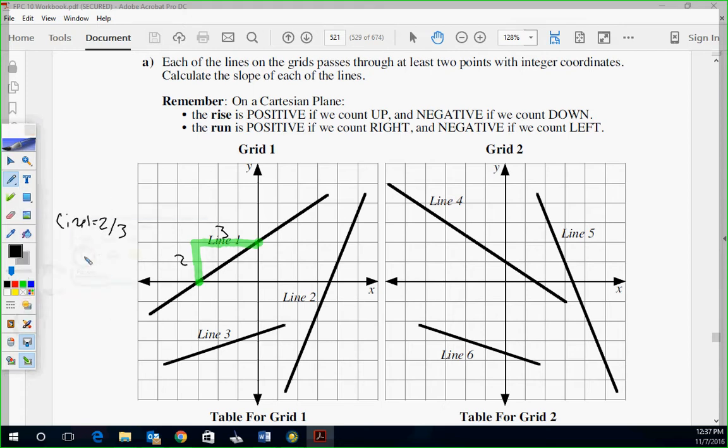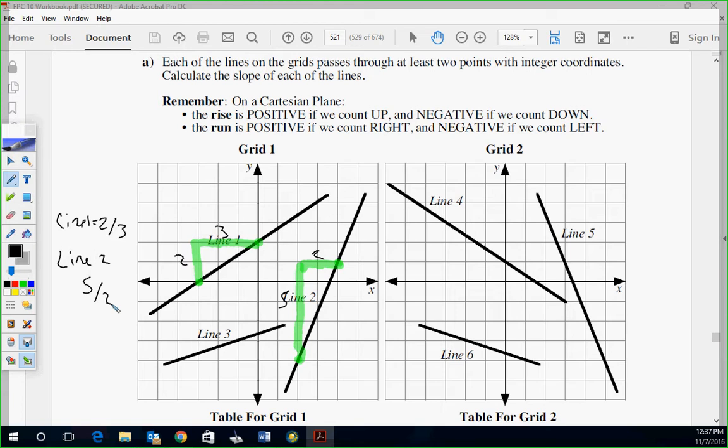You guys did here. All right, so for line 2, this one's smooth, and this one's smooth. 1, 2, 3, 4, 5. 1, 2. So I got 5, 2. So line 2 is 5 over 2. Below, is it asking you for them? Okay, so you guys fill them out down there.